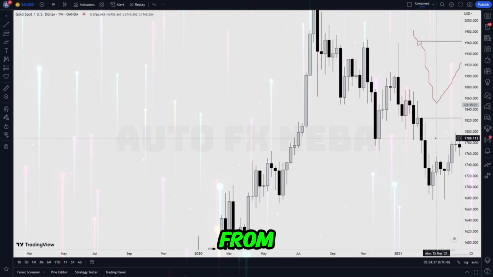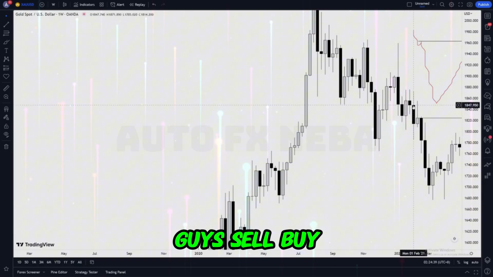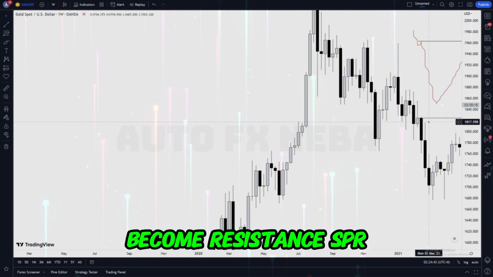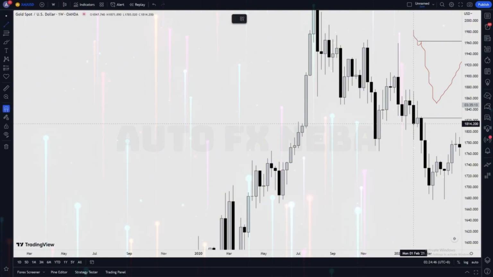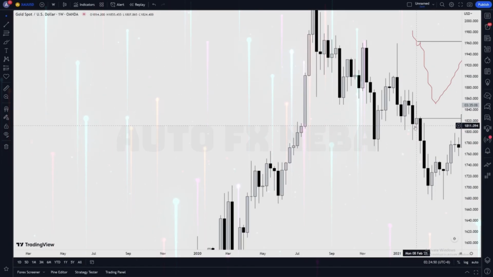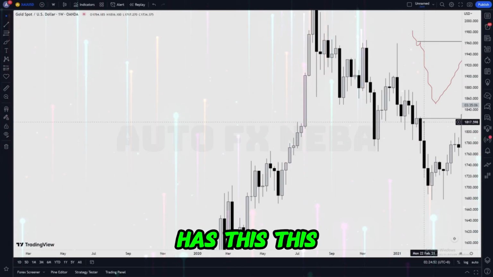Price here, where did it react from? Where did this price react from, guys? Sell, buy, support, break, become resistance, SPR. Look. Okay, now we're not talking about that one. I just want you guys to realize that because we're recapping, right? Buy, sell, resistance. Has this wick touched?